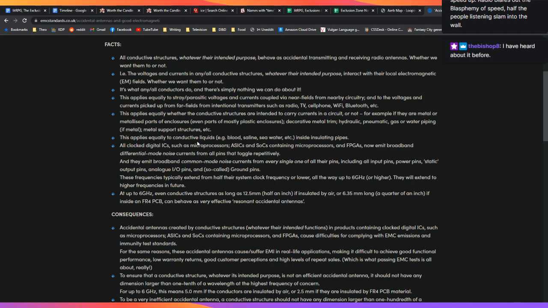This applies equally to conductive liquids inside insulating pipes. A powerful enough radio antenna or radio transmitter is what I'm hearing will turn your blood into a radio. That's amazing. I don't know if that's actually the upshot of it. I feel like you'd run into a lot of problems before your blood turns into a radio receiver. A lot of problems before that point. But it would be hilarious.